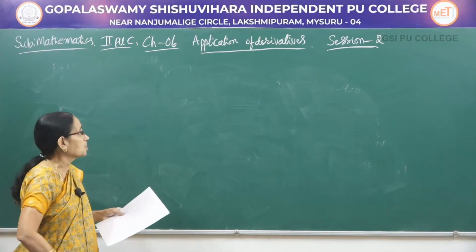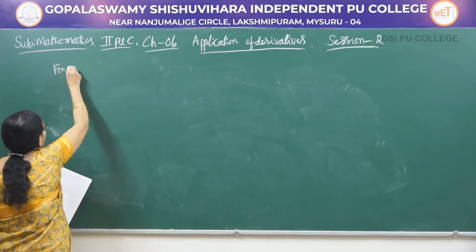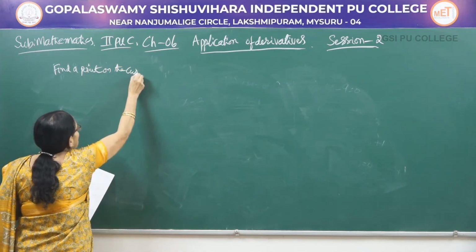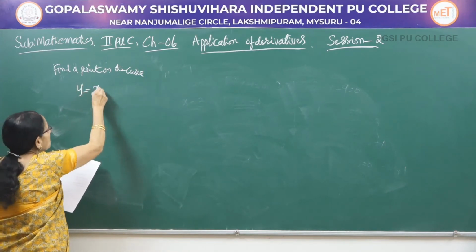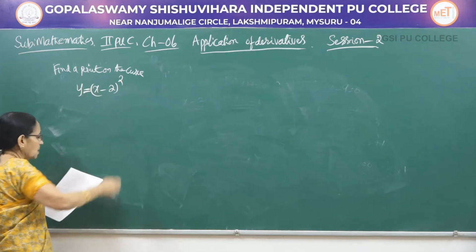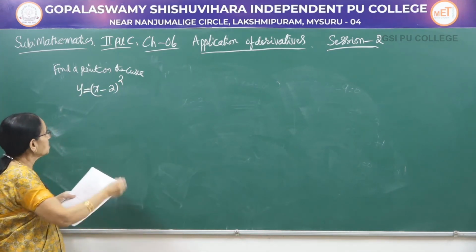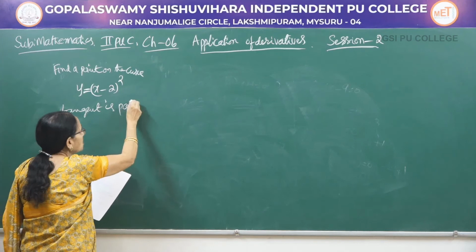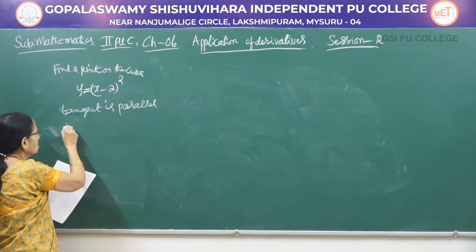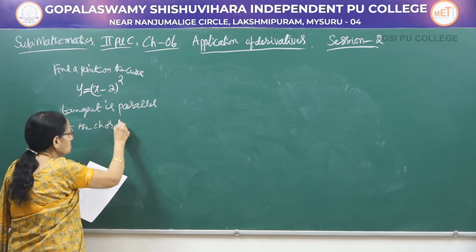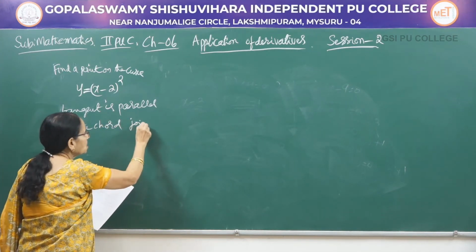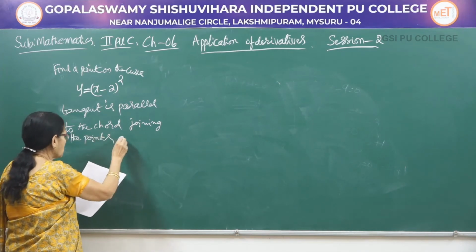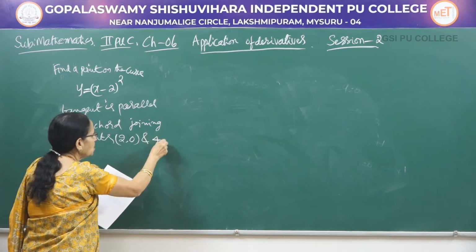Find a point on the curve y is equal to x minus 2 the whole square, at which the tangent is parallel to the chord joining the points 2, 0 and 4, 4.